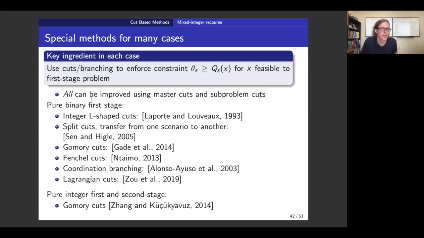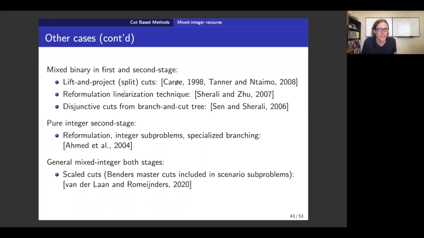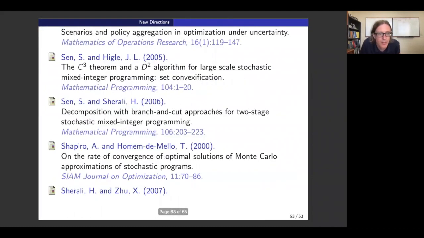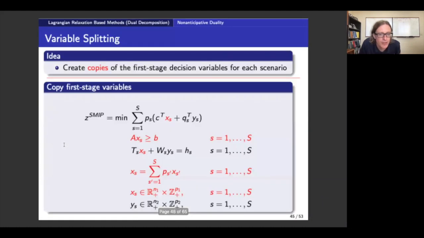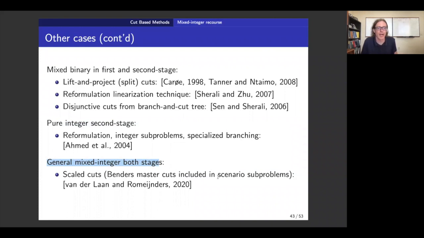Okay. So for the different cases, there are special things you can do when you have pure binary first stage variables. Very nice work if you have pure integer first and second stage variables. If you have mixed binary first and second stage variables, there are certain special types of cuts you can use to get convergence in that case. If you have pure integer second stage, there are certain reformulations of branching you can do. And really exciting recent work is the most general case, general mixed integer in both stages. There's work by Ward Romeijnders and his student; I jumped way ahead somehow. Oh, that was the reference there, excuse me. They have this really nice work where they combine cuts from the master problem into the scenario subproblems to yield convergence in this most general case.